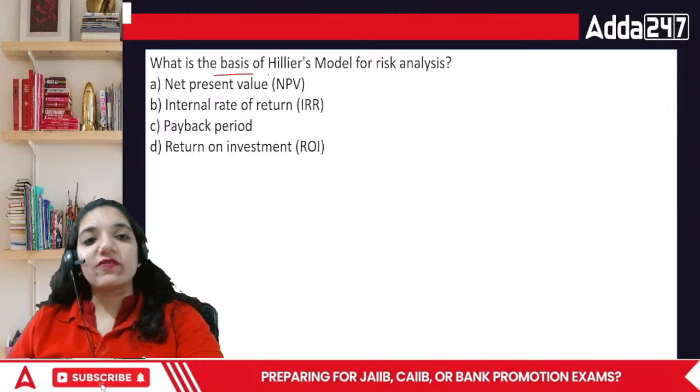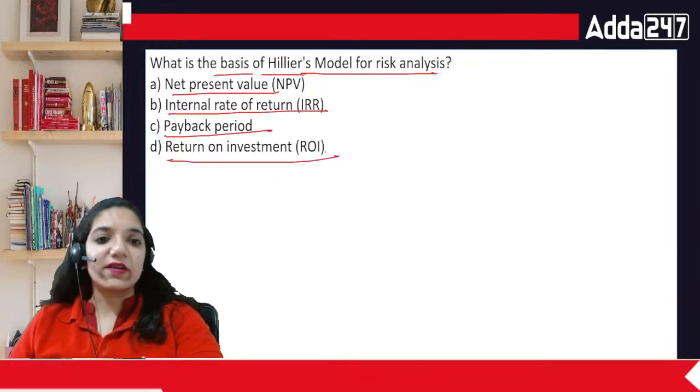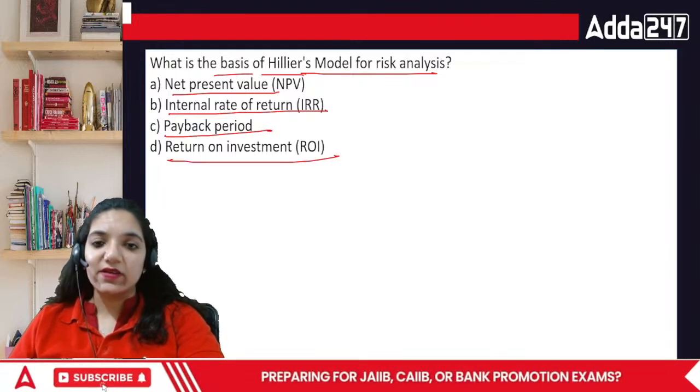What is the basis of the Hillier model for risk analysis? Net present value, internal rate of return, payback period, or return on investment, everyone? What's going to be the answer?